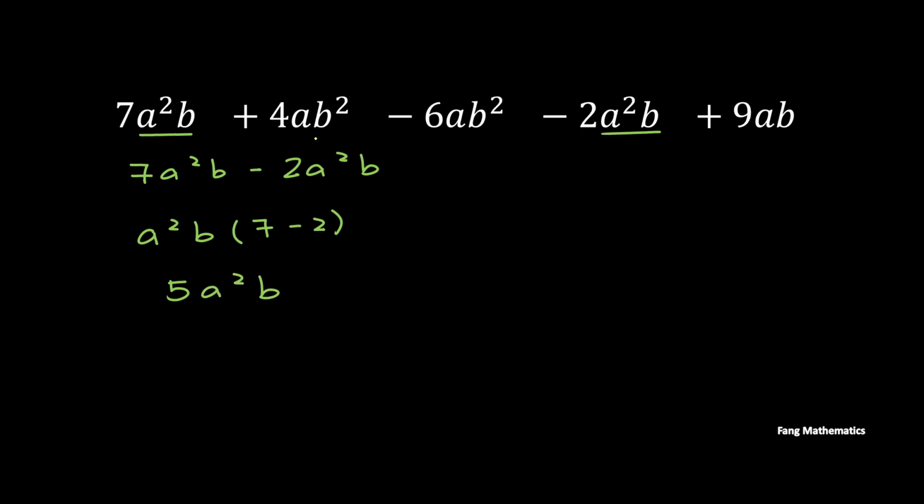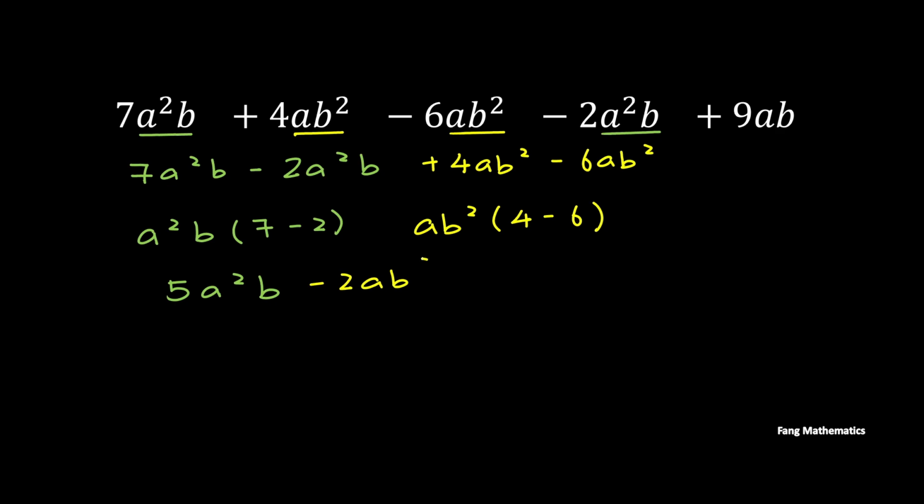The next, I believe you have this ab squared. You are to look for other ab squared. So I believe these are the only pair you have. So plus 4ab squared minus 6ab squared. You have ab squared in common, so factor the ab squared out and perform the 4 minus 6 inside the parentheses. You ultimately should have minus 2ab squared.